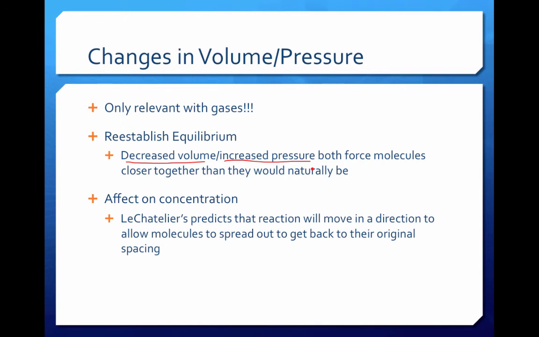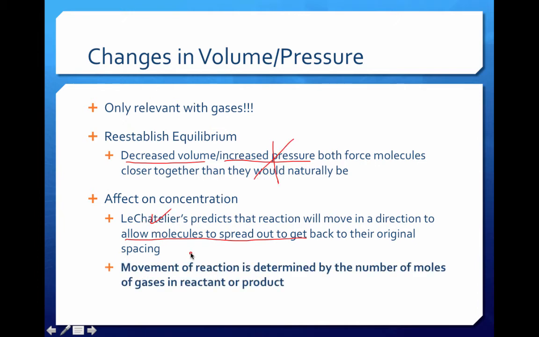So the effect then it has on concentration, Le Chatelier will predict that our reaction will move in a direction to allow our molecules to spread out to get back to their original spacing. So whatever the reaction can do to undo what happened up here is what Le Chatelier's is going to predict. This movement then, either in the forward or the reverse direction, is determined by the number of moles of gases. And this is probably the most important thing in the whole list here.